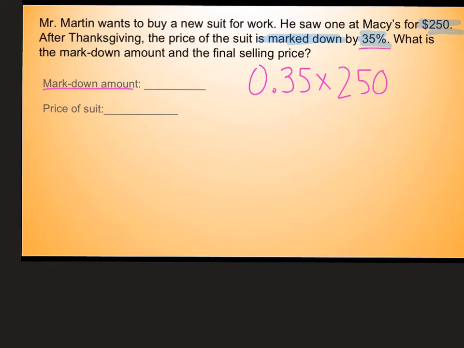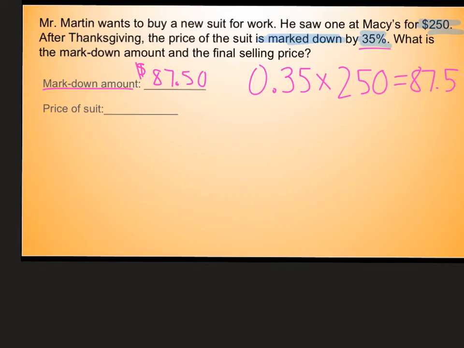Remember, you can use a calculator for this unit. So go ahead, type that in, 250 times 0.35. You should get 87.5. So 87.5, what does that represent? Well, that's our marked down amount. So the suit, 35% off, we are marking it down by $87.50. Make sure you add that zero on there, because we're talking money.